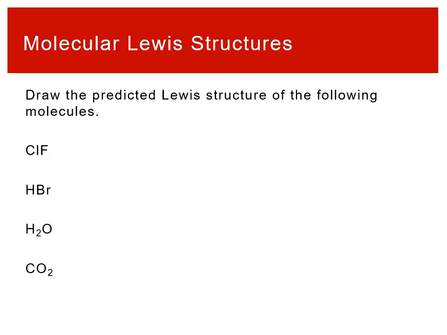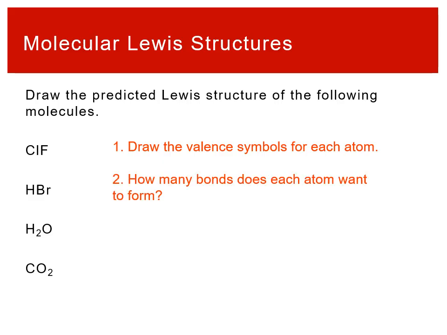So you're given a molecular formula and you want to take that and come up with what the Lewis structure for that molecule is. So we have some molecular formulas: ClF, HBr, H2O, and CO2. And we want to work through the process of getting them bonded up together. We're always going to want to start with coming up with those valence symbols for each atom, right? Draw out our valence symbols for the atom, characterize what they need and how they can share electrons to get there.